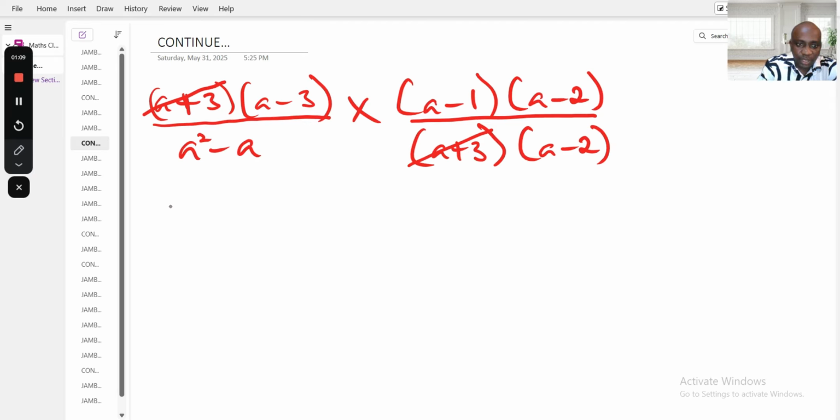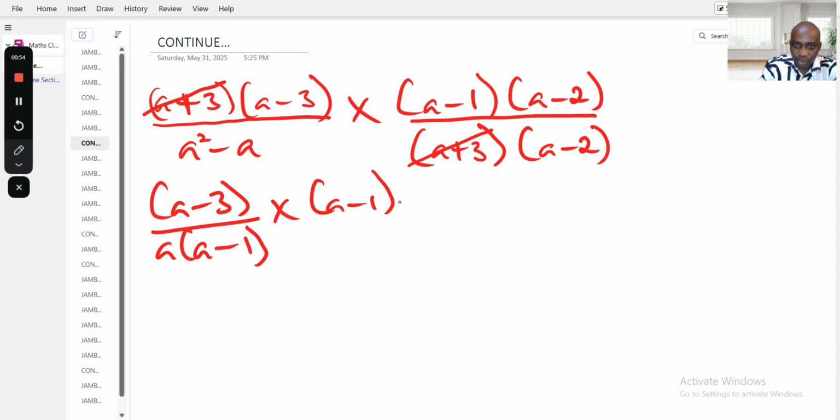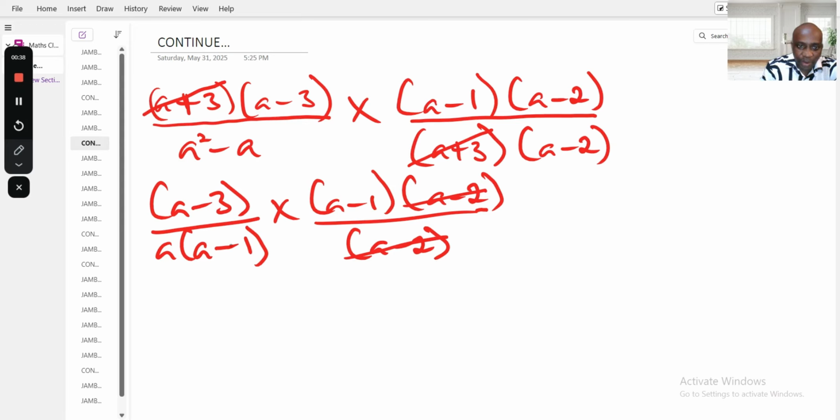This a2, let's factorize it. We have a minus 3 left here over, what is the common factor here? It is a. A raised to power 2, that's a, going to be 1a left over, 1 multiplied by a minus 1 bracket a minus 2. This a minus 2 and a minus 2, they look alike. Cancel it. Now a minus 1 and a minus 1 here, they look alike. Cancel it.